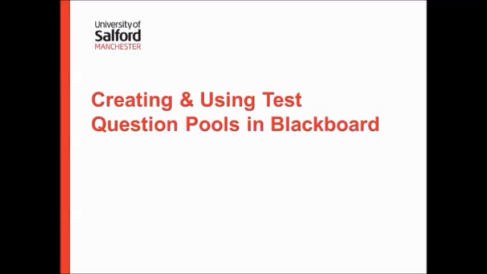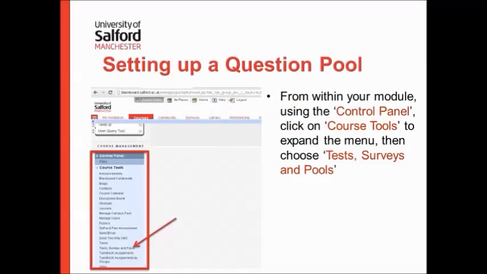This video will introduce how to create question pools and tests within Blackboard that you may wish to use in your module for formative assessments. To set up your first question pool, you'll need to access the Control Panel part of your module. Click on Course Tools to expand the menu, and then from the available selections, choose Tests, Surveys and Pools.